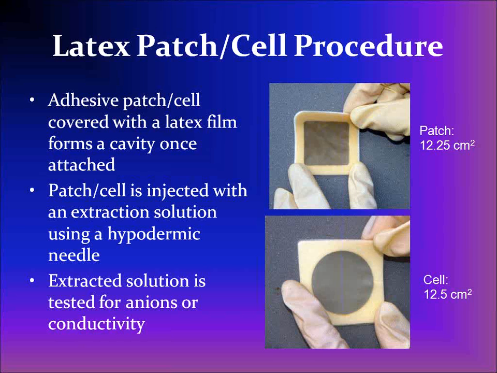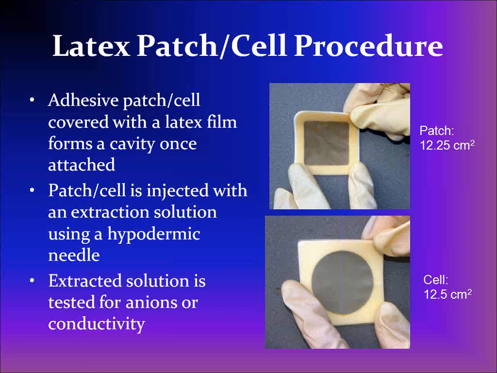There are 2 latex cells that can be used to collect a sample from the surface. They are both referred to as Bresley. The Bresley patch is shown in the upper image on the slide. It is an adhesive latex cell. The sampling area of the latex cell is 12.25 square centimeters and is square in shape. The Bresley sampler is also an adhesive latex cell. The sampling area of this latex cell is 12.5 square centimeters and is round.